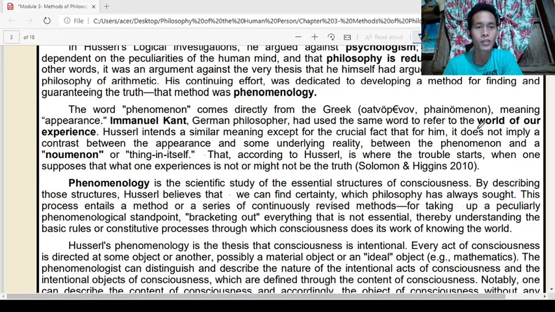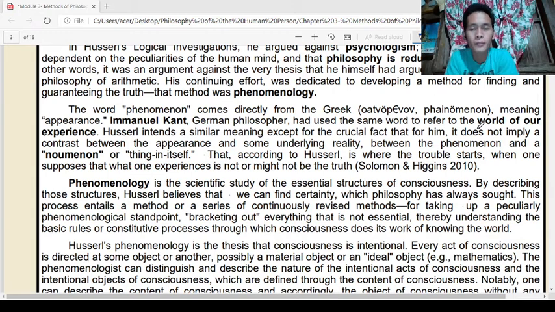Di ba? Husserl intends a similar meaning except for the crucial fact that for him, it does not imply a contrast between the appearance and some underlying reality, between the phenomenon and the noumenon, or the thing in itself. And that, according to Husserl, is where the trouble starts, when one supposes that one's experience is not or might not be the truth, according to Solomon and Higgins 2010.